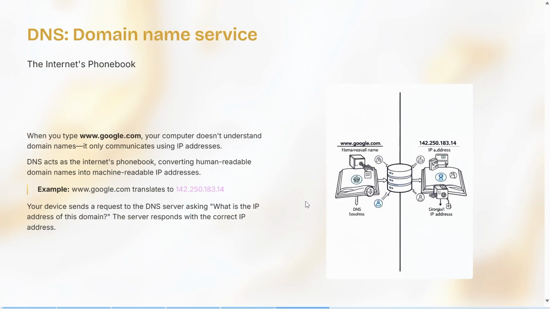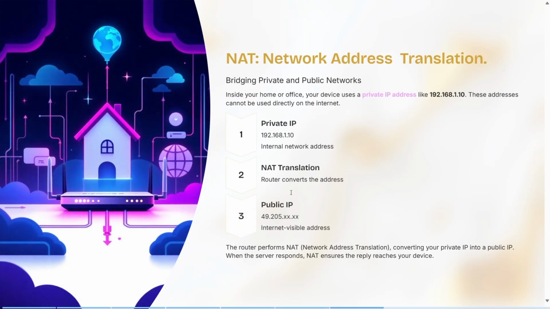Now comes the final step in our process. Your device now wants to send a request to the internet server. But there is one more problem. Inside your home or office network, your device uses a private IP address, something like 192.168.1.10. This private IP address cannot be used directly on the internet. So before your request goes to the internet, your router performs NAT, which stands for Network Address Translation. NAT converts your private IP address into a public IP address.